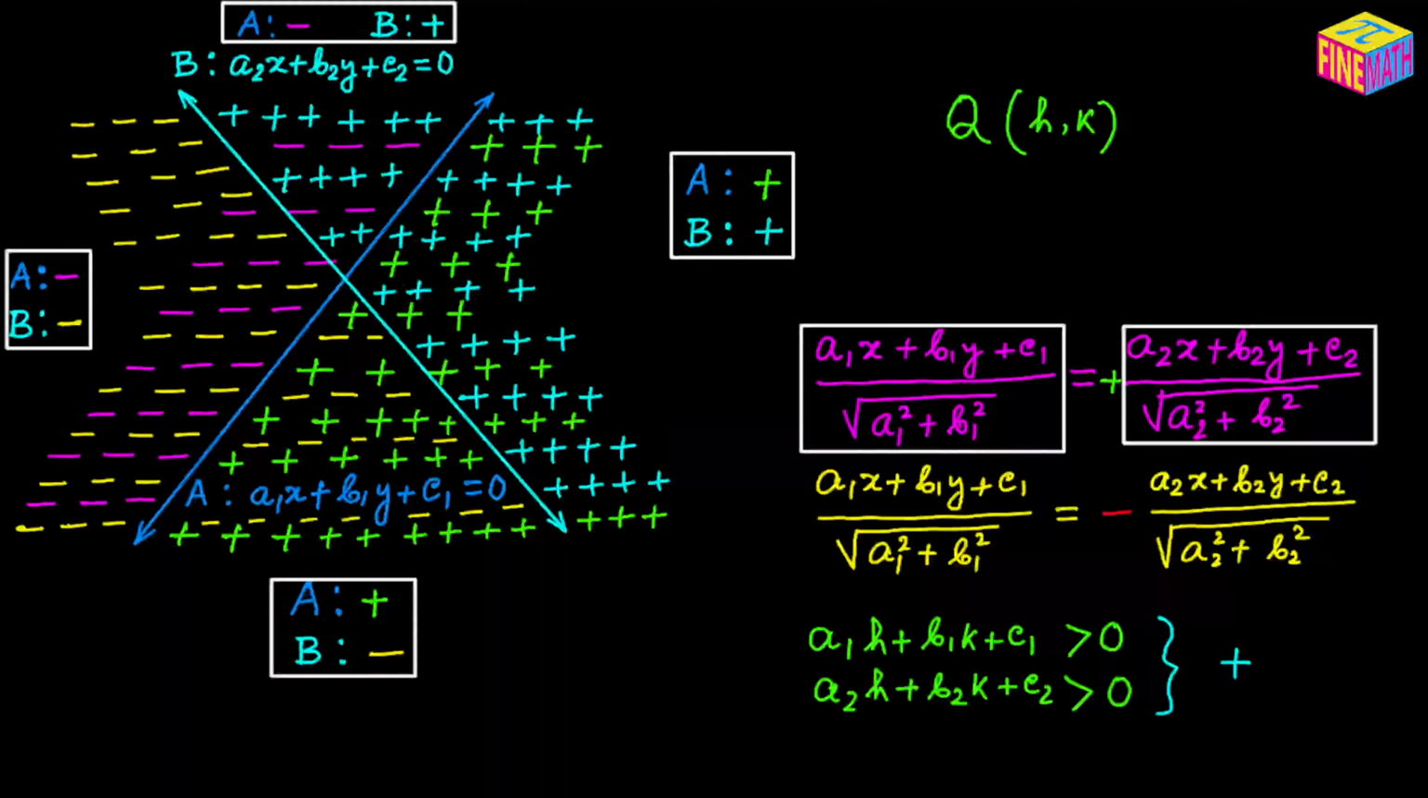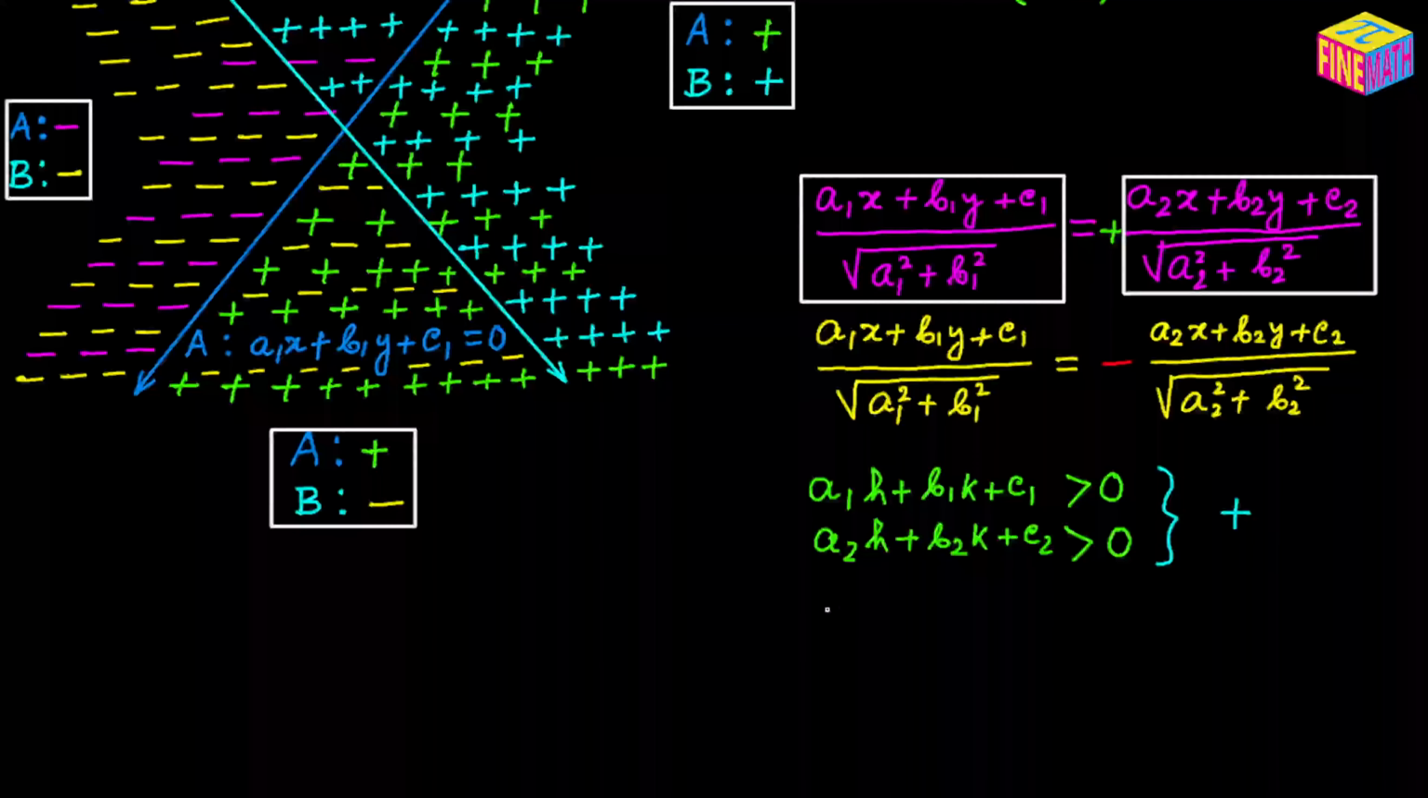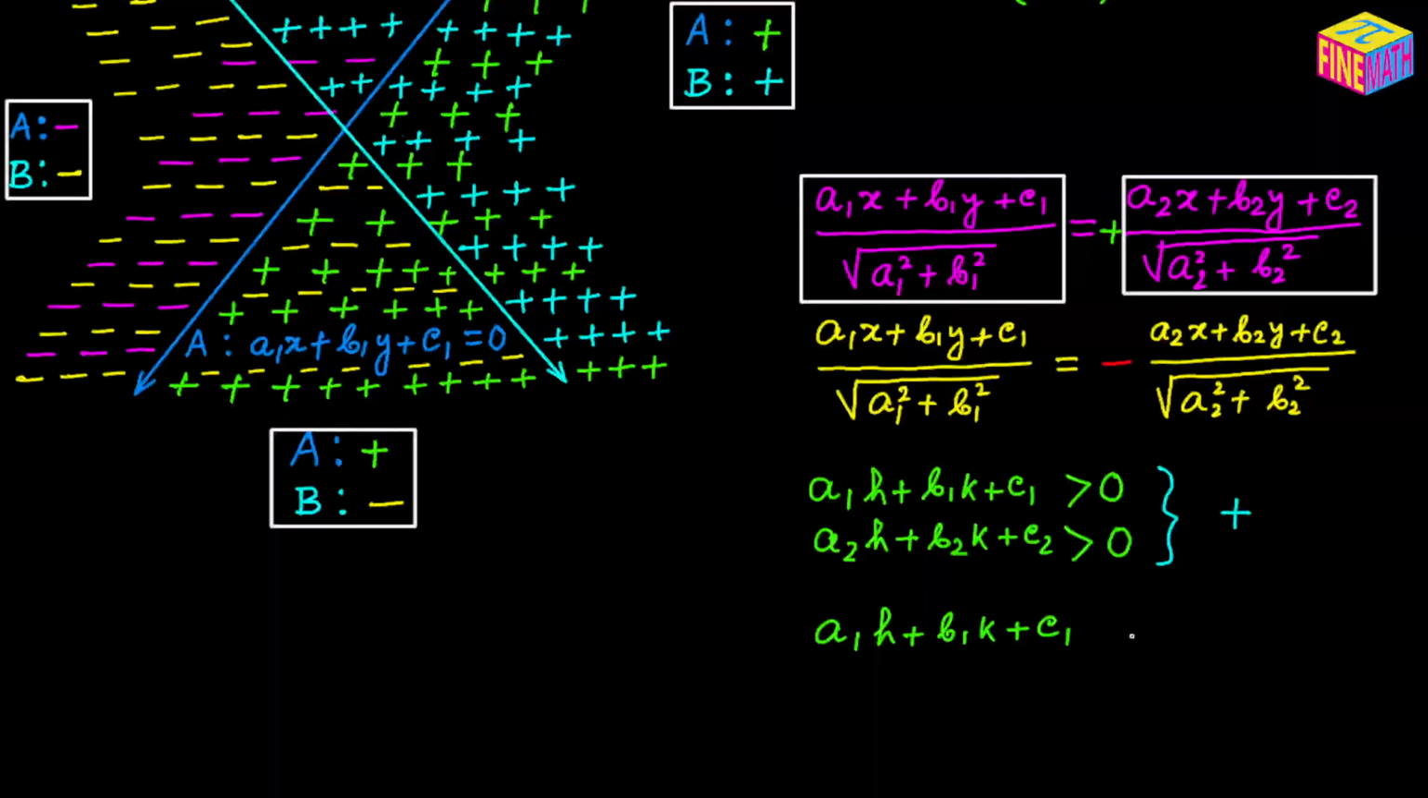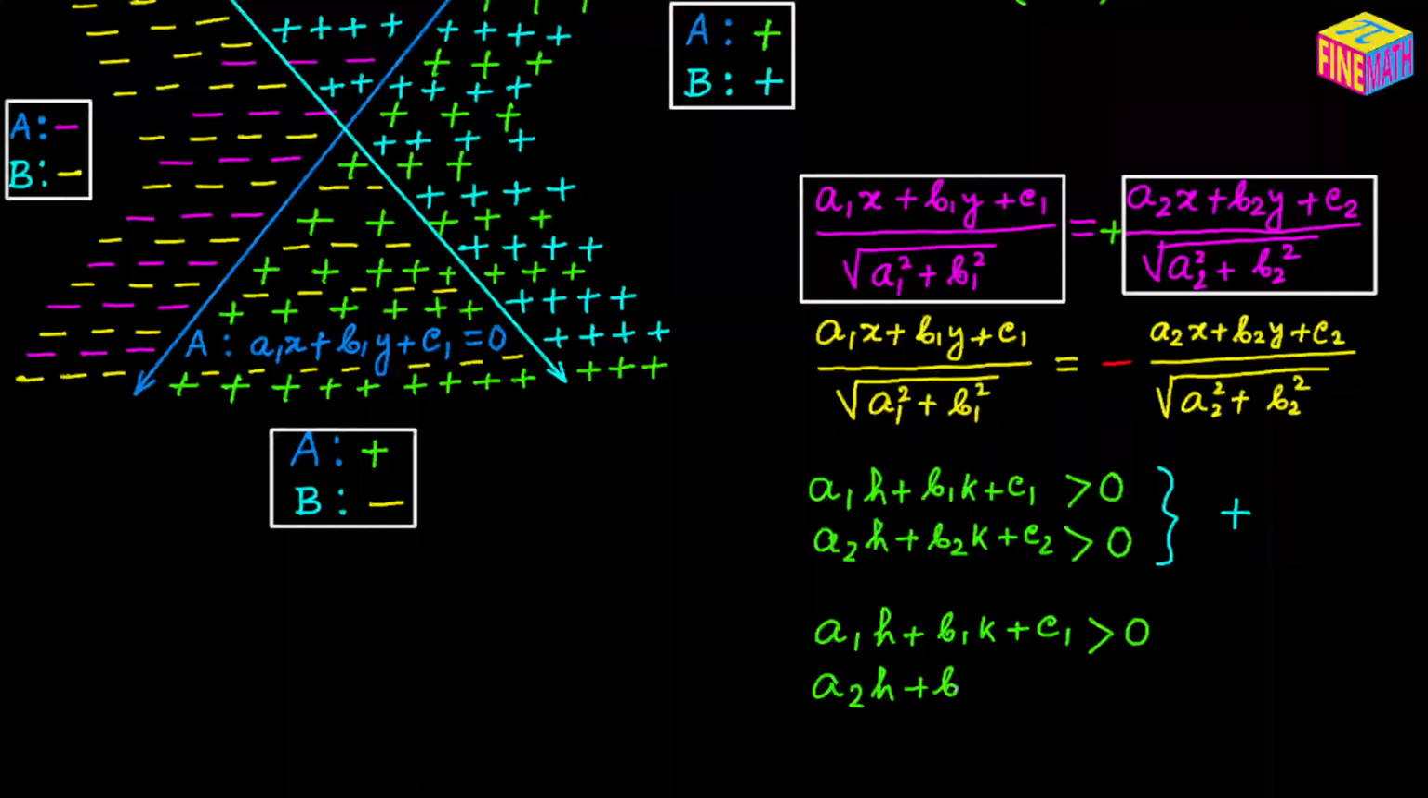Now let's take another combination. Suppose we are now talking about the bottom region. In the bottom region, we have A positive and B negative. So for the first straight line, the expression will be like this: A sub 1 times h plus b sub 1 times k plus c sub 1. If this expression is positive and the other one, which is a sub 2 times h plus b sub 2 times k plus c sub 2, if this expression is negative, then guess what?